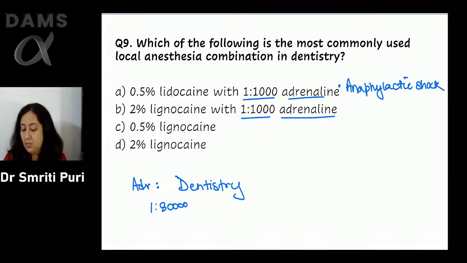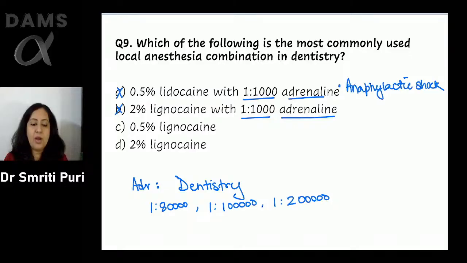1:80,000 or 1:1 lakh or 1:2 lakhs. This is the strength of adrenaline used in dentistry. So, option A is not correct. Option B is not correct.